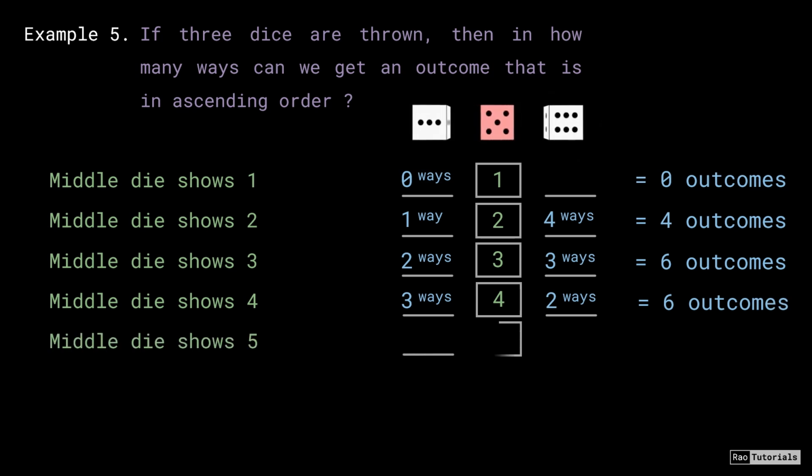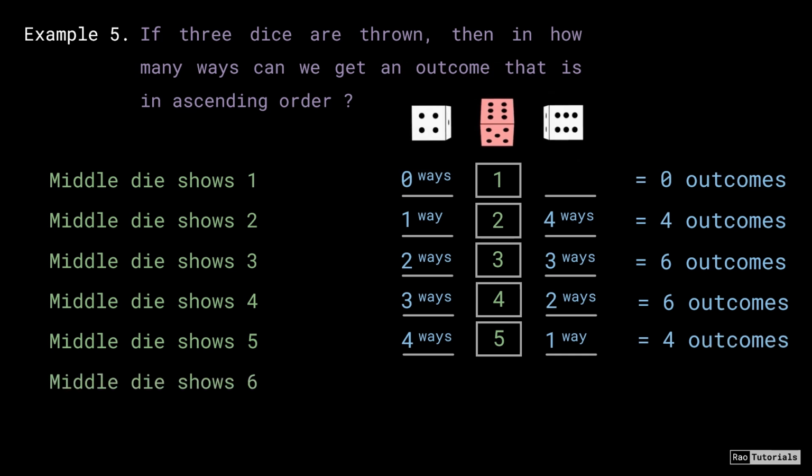If the middle die shows 5, then the left die can show any number from 1 to 4 in 4 ways, while the right die can only show 6, so it has only one choice, which gives us 4 ascending order arrangements with middle die showing 5. If the middle die shows 6, then there is no way to form an ascending order arrangement because the third die cannot show a number higher than 6.